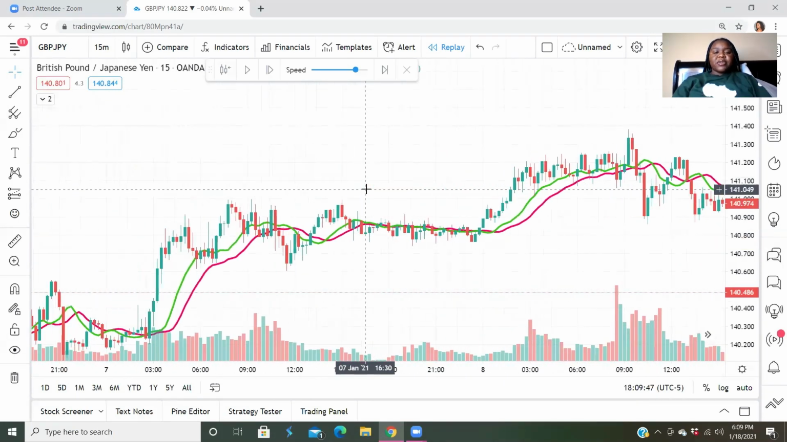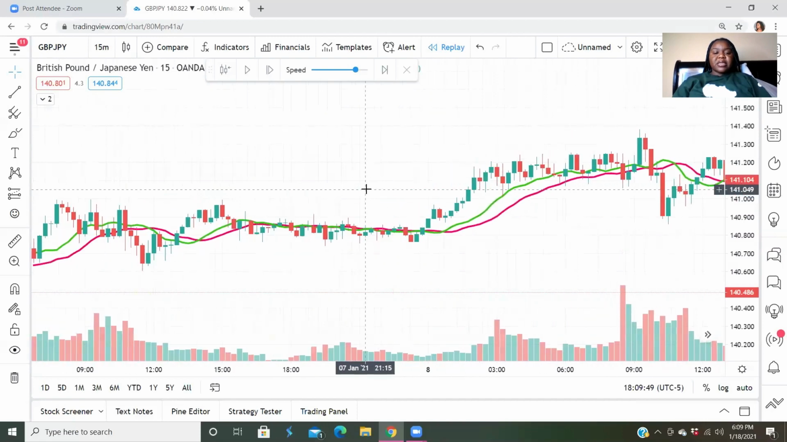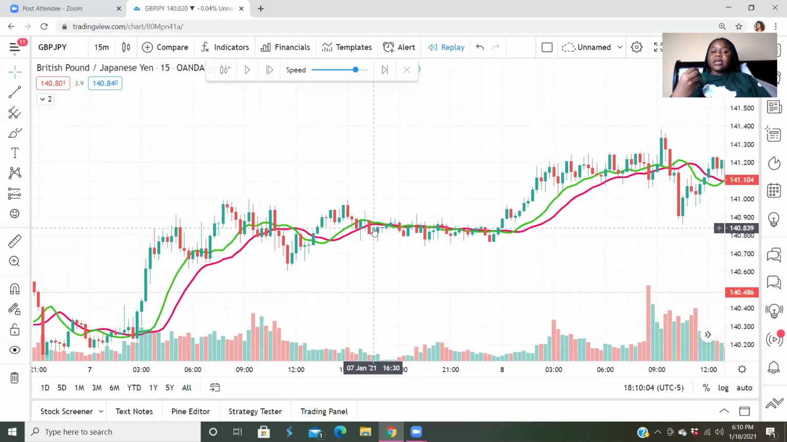You do have cases where it's maybe something like this. You wouldn't know when to not get in a trade, because as soon as you see a cross, you would just want to get in for the buy or the sell.